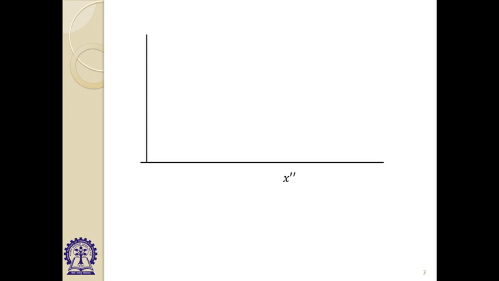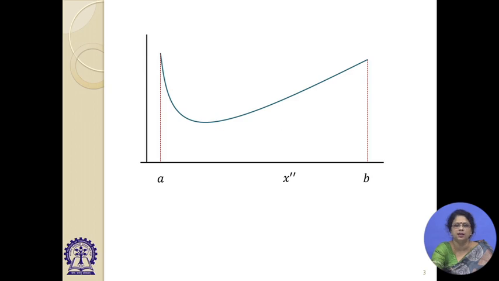Now, let us consider this function. It is clear that within a and b the function is unimodal. That is why my interval of uncertainty is a to b, the lower limit is a and the upper limit is b. We have the point x naught, which is my initial guess point, and through the method we will find the next guess point, x double prime. Now, what we can see is that the functional value is increasing from x double prime to b.